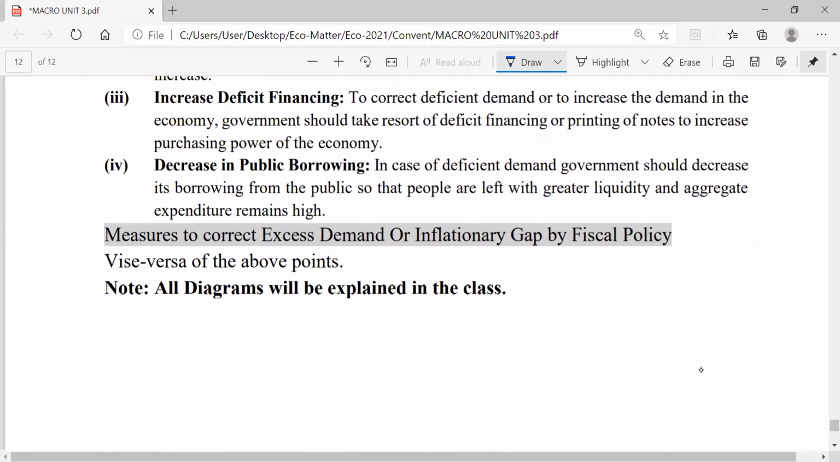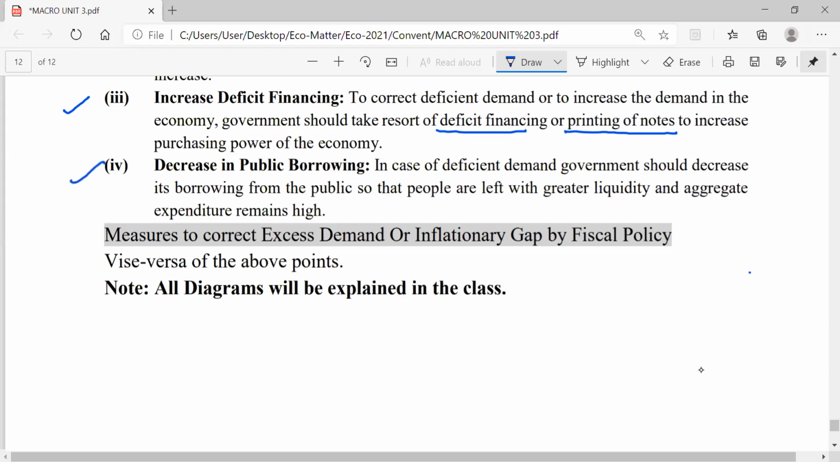Next, the fourth point is increase in deficit financing. So I told you deficit financing means issuing new currency by the government. So to correct deficit demand, or to increase the demand in the economy, the government should resort to deficit financing, printing of notes, to increase purchasing power of the economy. If money is increased, that means purchasing power of people will also be increased. As a result, aggregate demand will increase.